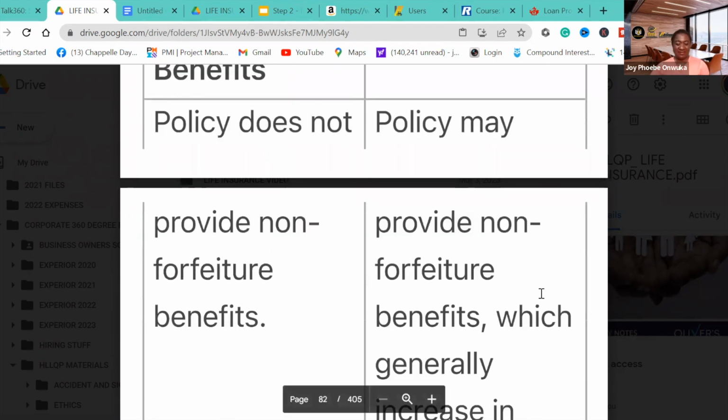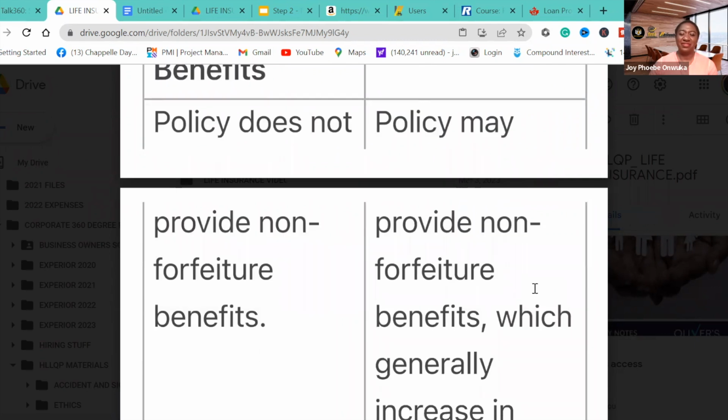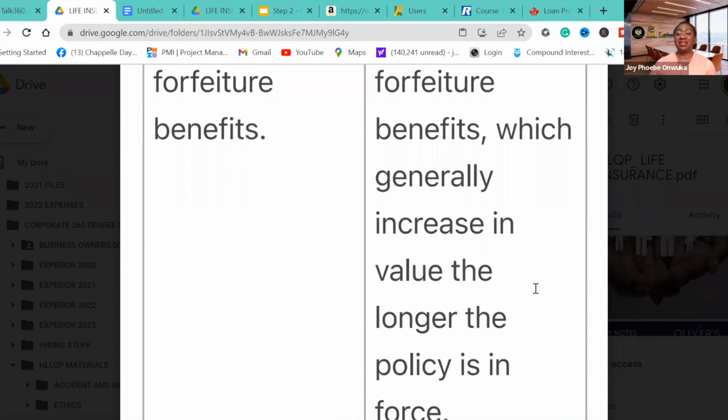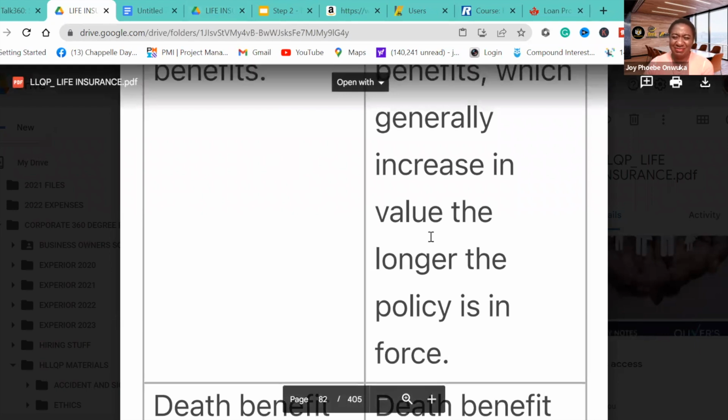Now, benefits. A term policy does not provide non-forfeiture benefits, but with whole life, the policy may provide non-forfeiture benefits, which generally increase in value the longer the policy is in force.